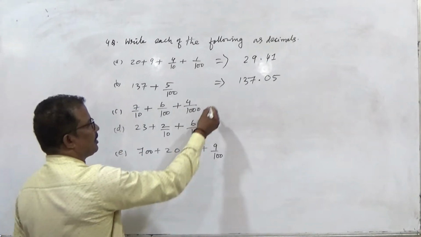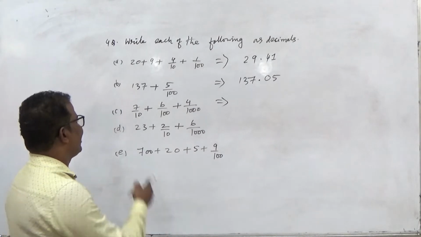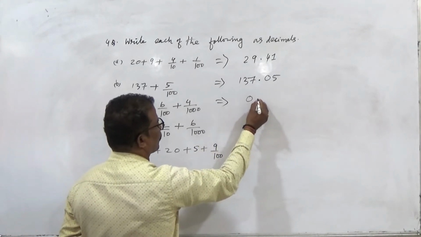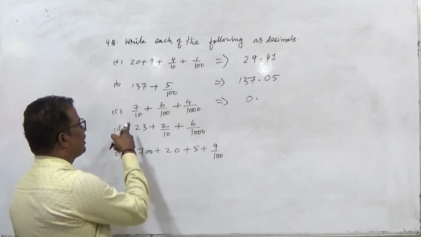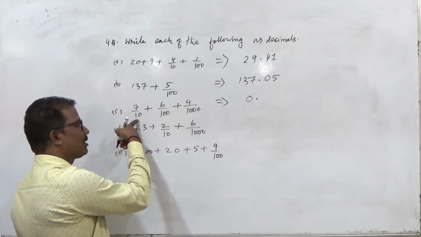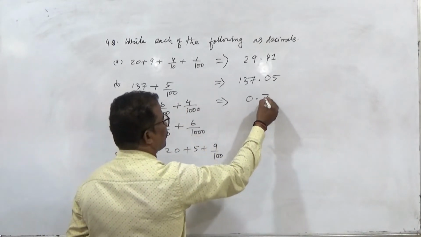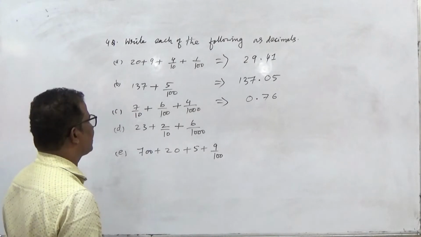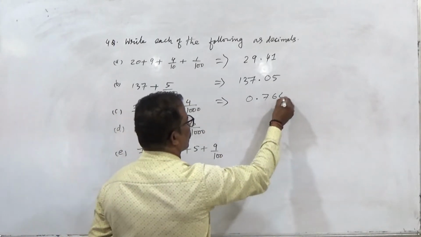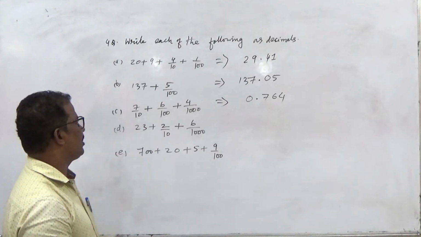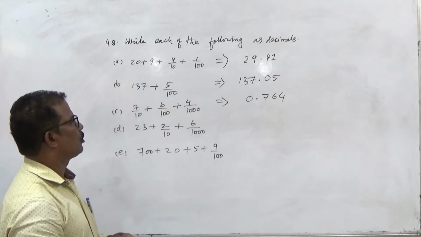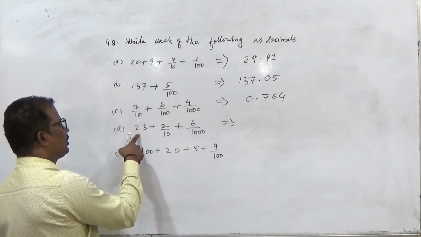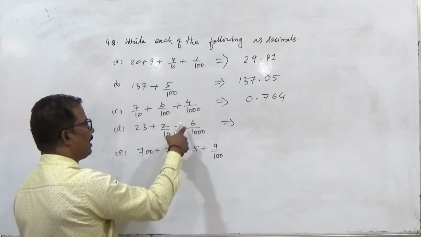Similarly, for the next question, question C, in the whole part nothing is there. Ones, tens, hundreds, nothing is there. For the whole part we can write 0, then the point starts. In the tenths place, the first place of the decimal, 7 is there. So we can write 7, and in the hundredths place it is 6, so we write 6. Then in the thousandths place we write 4. So the decimal representation for the given expanded form of this number is 0.764. Understand?